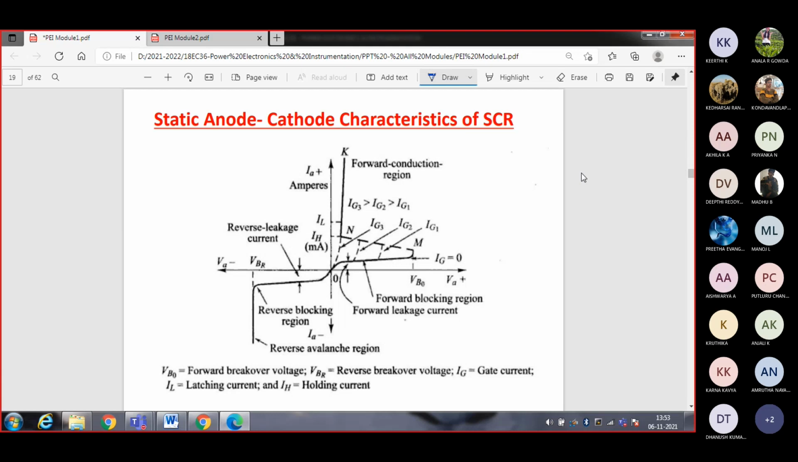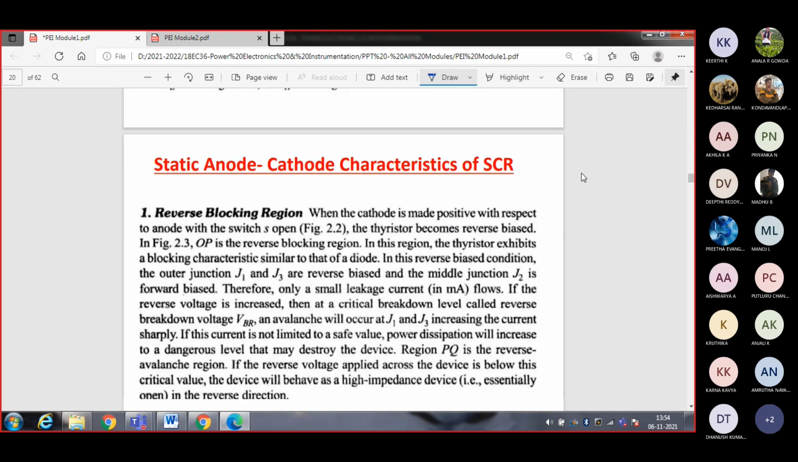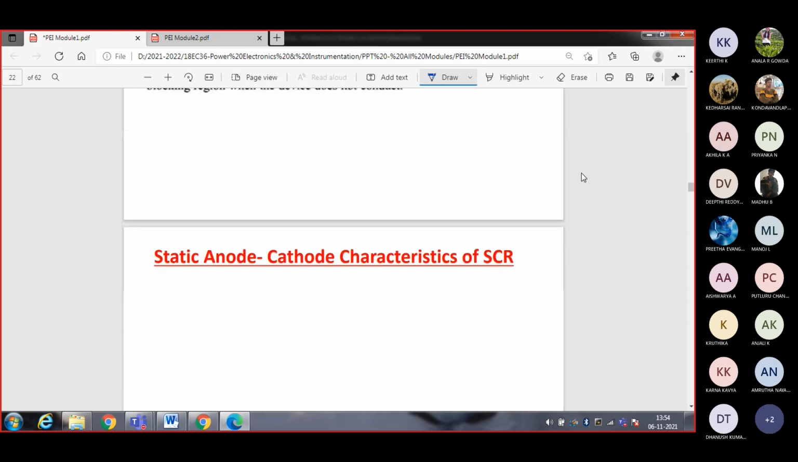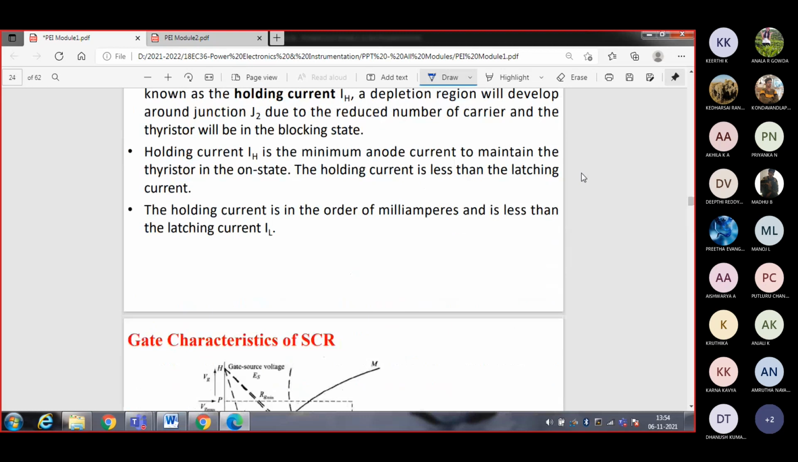Similarly, when you go for reverse bias, you'll be in the reverse blocking region and reverse avalanche region. Very important: the reverse avalanche region, you have to explain that. If you explain all these VI characteristics with the PN junctions, it's good. What do you mean by reverse blocking region, forward blocking region, forward conduction region? You should explain everything.